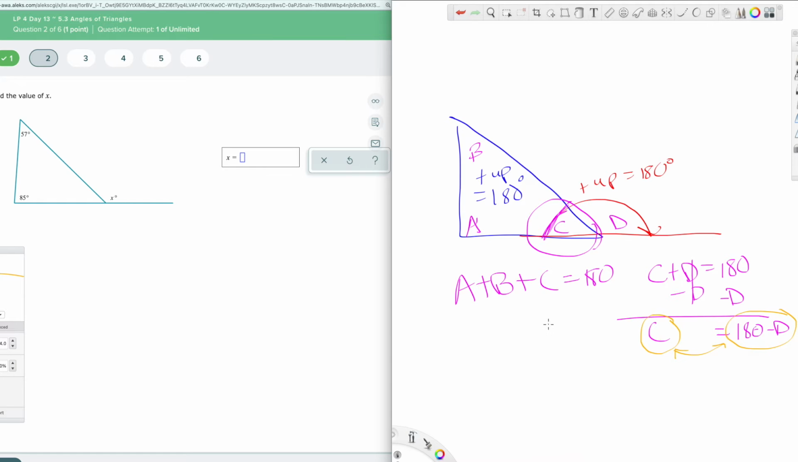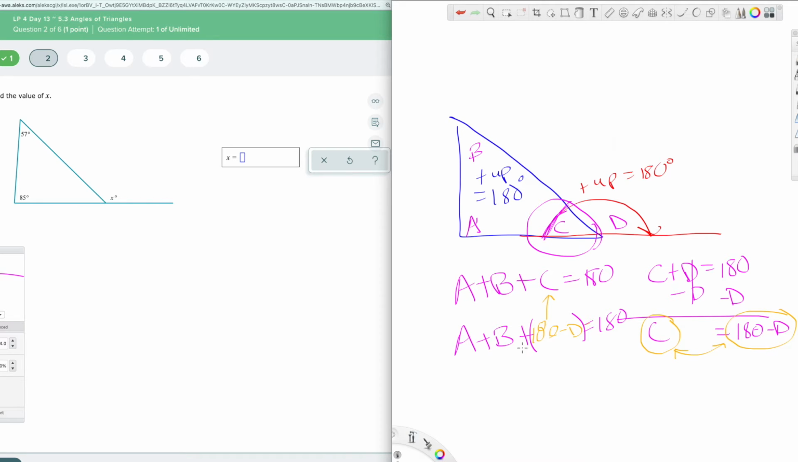So now I can put 180 minus D equals 180 and then A plus B, because these guys just come down. And actually here, I'll put this in pink just so that you can see the only thing I'm replacing is the C. The rest of it is just going to come down just like it was before. So I'm just, instead of C, replacing with this 180 minus D.